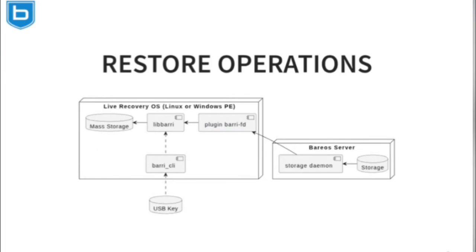Yeah, so again, restore operation, how does it work? Either the Bareos server has the Barry file stored, or you have it on your USB key. You can then either feed it through the plugin into your mass storage, or through Barry CLI into the mass storage. It will recover it, and then everything will be back exactly the way as if the machine had been switched off at the moment that you created the VSS snapshot.